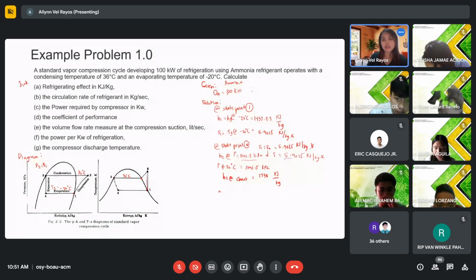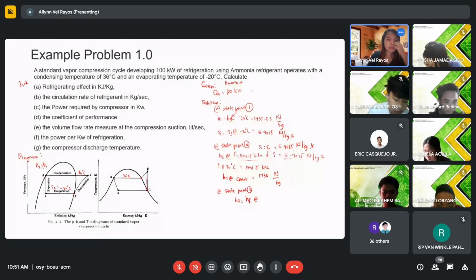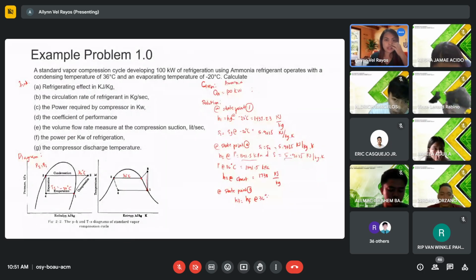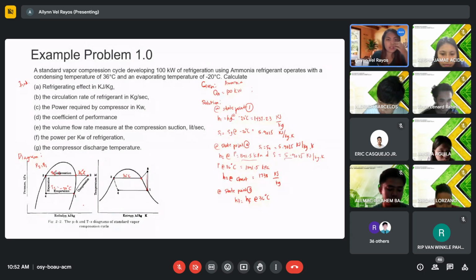How about at state point 3? So, pwede natin makuha H3. As you can see, this one is in liquid. So, HF siya at P2, pero 36 degrees Celsius lang siya. So, at 36 degrees Celsius. Okay? So, take note, huwag natin dito ilagay yung 36. Dito lang natin siya ilagay. Kasi ibig sabihin, yung temperature natin ng P2, hindi na siya equal. Iba siya. Mas mataas siya.